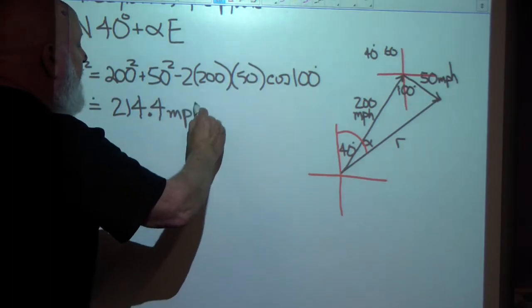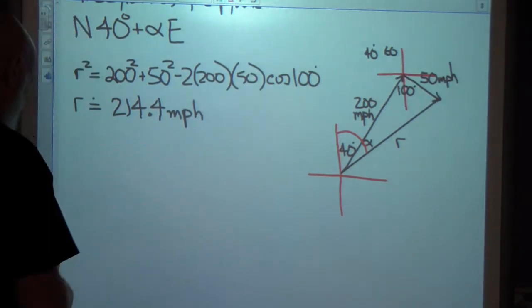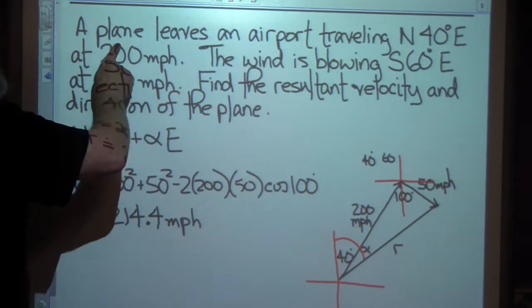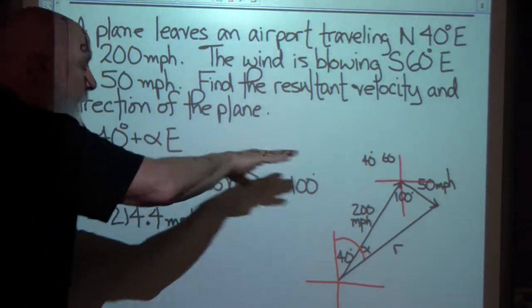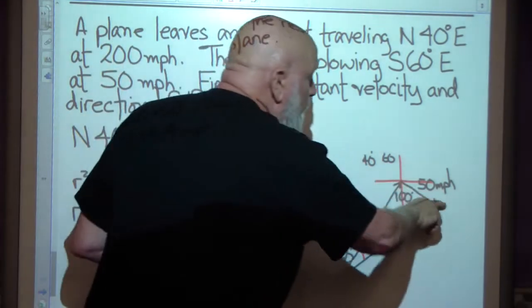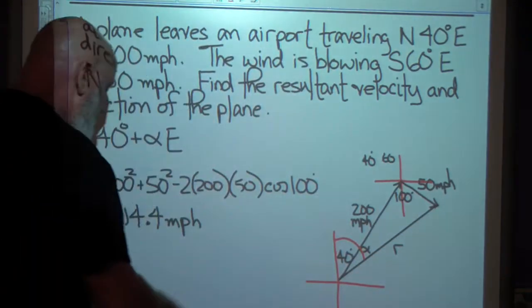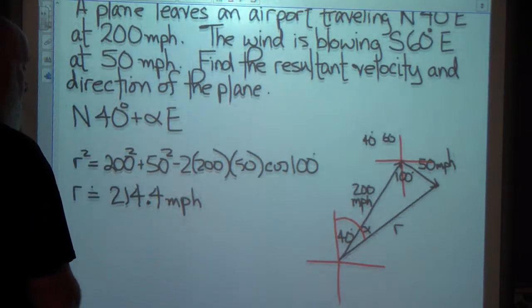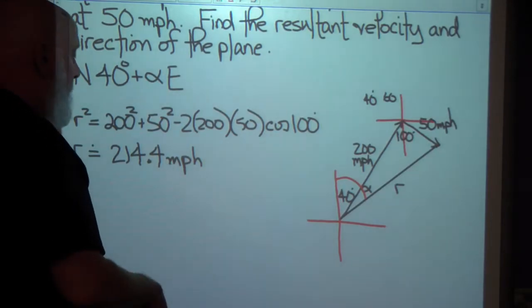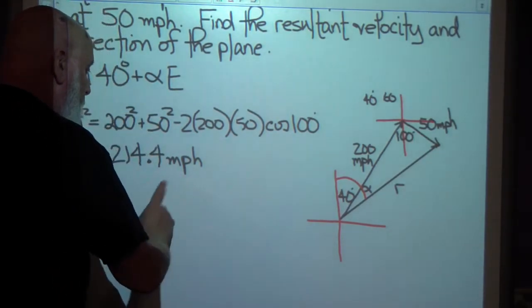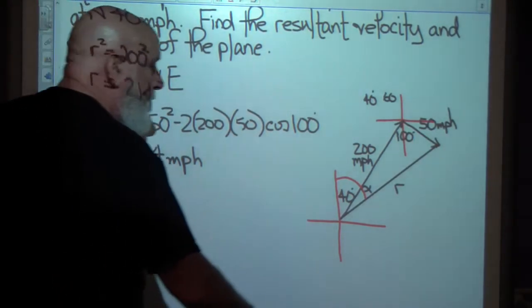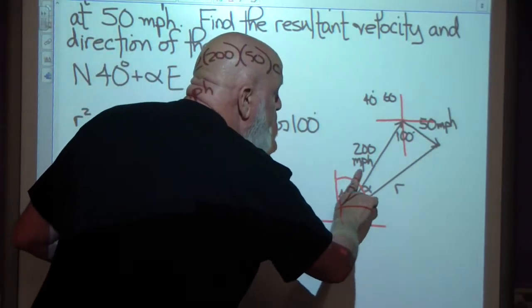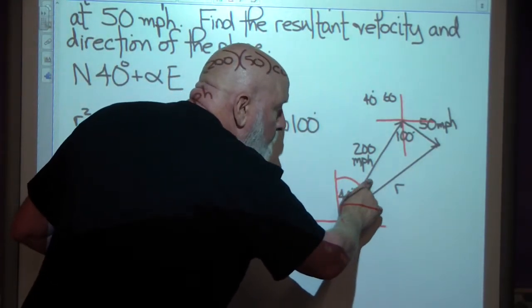So the wind is affecting us. The plane was going 200 miles an hour, but the wind is moving it to where its vector is a little bit longer. Now the speed of the plane is 214.4 miles an hour, right? That's one of the things we were asked for. Now I want to find the direction. Well, the direction I'm going to rotate 40 degrees plus whatever this angle is.